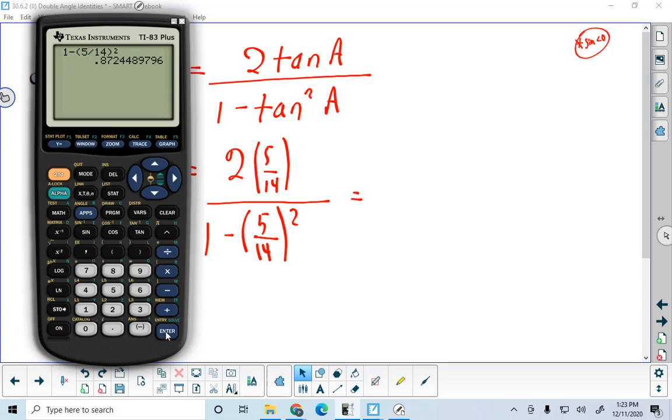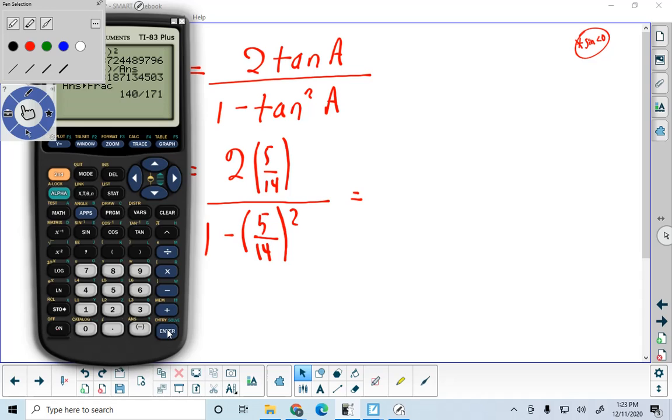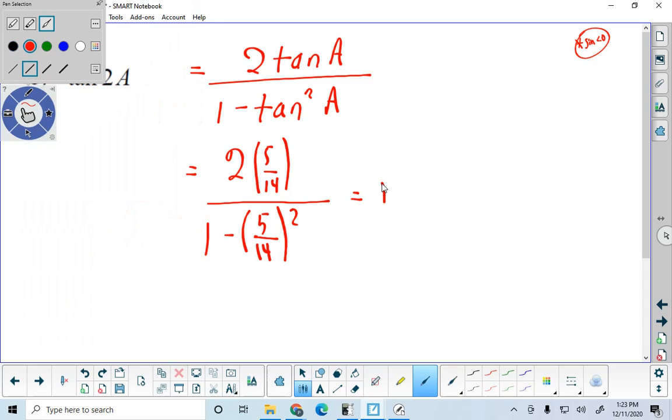In the end, what I would say to you is you just have to make sure that you are able to get, for an answer, 140 over 71. So the correct answer to C is 140/71. Any questions with C?